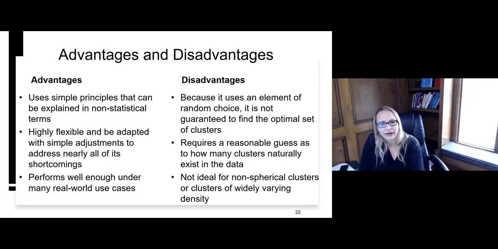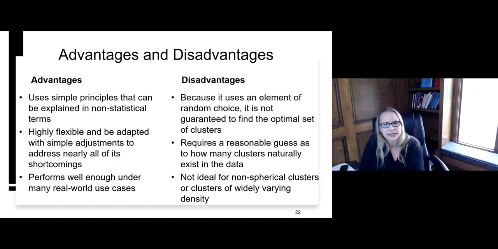The first disadvantage is that it uses an element of random choice. So it's not guaranteed to find the optimum set of clusters. It will find a set of clusters that minimizes the intergroup variance. But because of how it starts, which is based on some random choice of where you set your centroids, it may not actually find the optimal set of clusters.